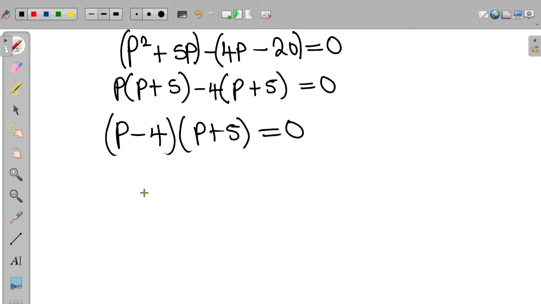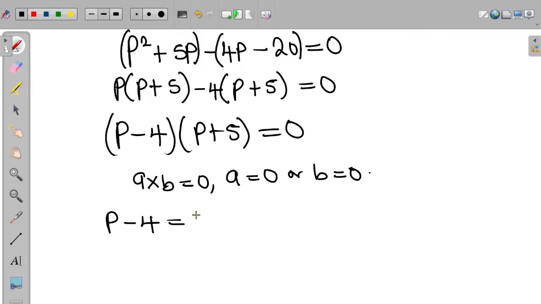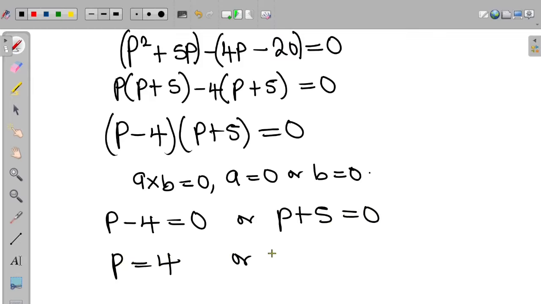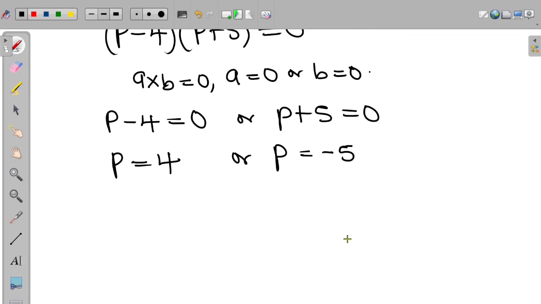Now, recall that if a multiplied by b is equal to 0, it is true that a is equal to 0 or b is equal to 0. So therefore, we have that p minus 4 is equal to 0 or p plus 5 is equal to 0. Thus, at this point, p is equal to 4 or p is equal to negative 5. But recall that we substituted that let p be equal to 2 to the power of x.